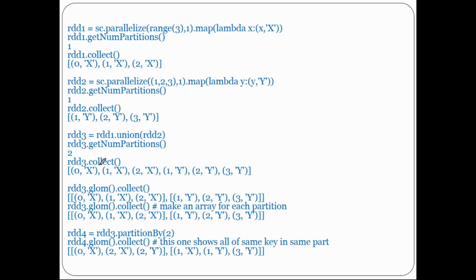Sir, when we apply the union there on those two RDDs, it shouldn't be like 0 comma x and 1 comma x comma y, because both have the same key. Sir, unioning, you are just unioning them. You are not applying key and value pairs, right?